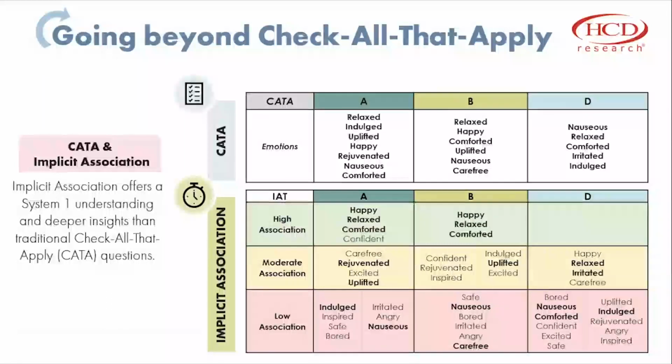The problem with Check All That Apply is it doesn't really give you any of the nuanced differences. So we don't actually see a lot of differences across the board here. And when we see that product A is relaxed and D is relaxed, are they the same? Are they both the same amount of relaxed? Same for comforted. Is that the same across the board? Well, if we do implicit association, not only do we get whether or not the person agreed that product A matches the word happy, but you can see to what extent, right? Okay, so it really teases it apart.